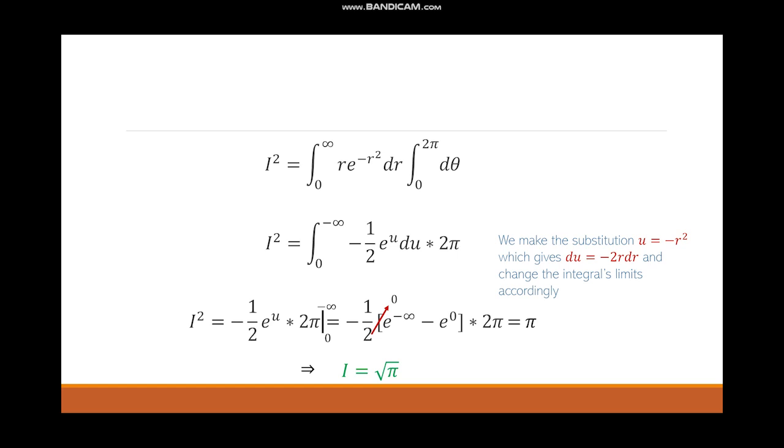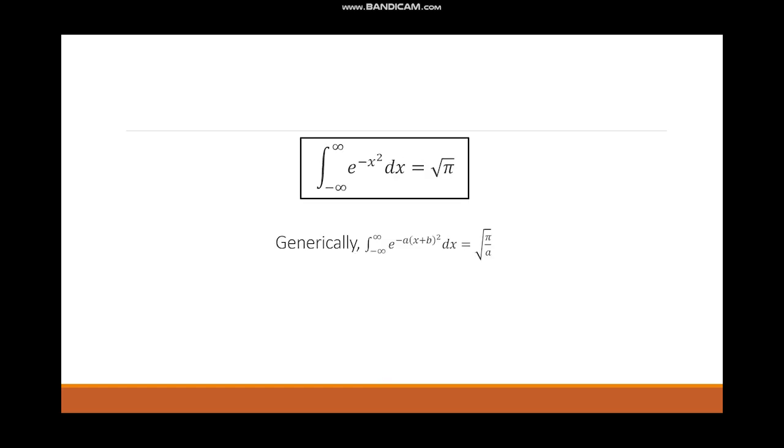So evaluating from 0 to minus infinity, we see that e to the minus infinity converges to 0, and e to the 0 is 1, which means we're simply left with minus 1/2 times negative 2 pi, which is just pi. And since I squared equals pi, that means that I equals the square root of pi. But what is I? I is just the original integral we started with. So we've been able to determine that the integral from minus infinity to infinity of e to the minus x squared dx is equal to the square root of pi, which is kind of a strange answer because just looking at it, you wouldn't really expect pi or the square root of pi to show up anywhere, but it does.